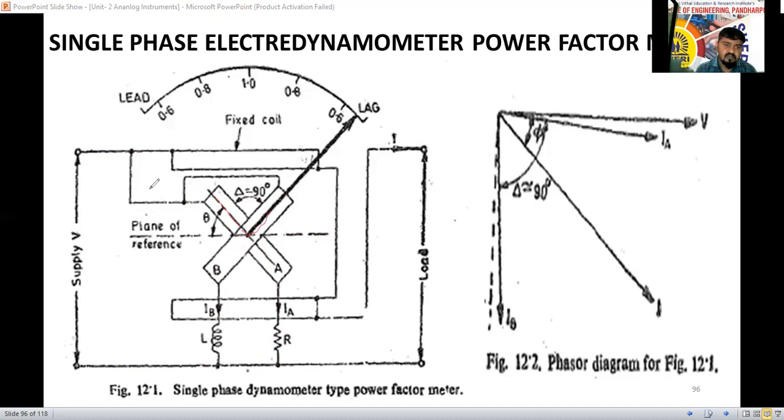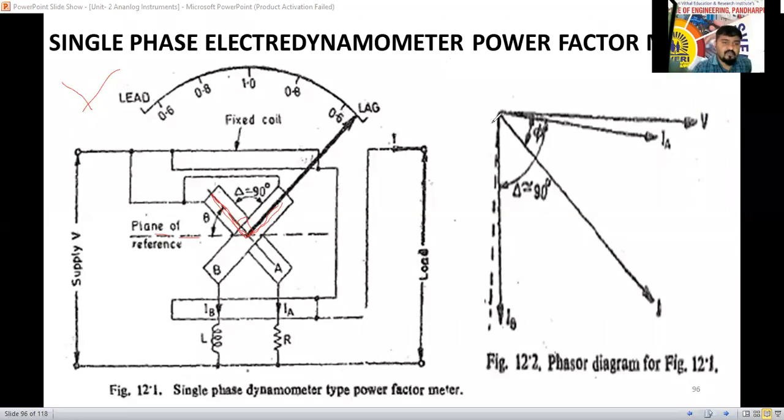So it is 90 degrees only, it is like this. Yes, the reference line, this one and this one, there is a 90 degree difference here. The angle of deflection, theta, is what we are going to call it. From the reference point, coil A is theta degrees apart from the reference plane, and from coil A, coil B is 90 degrees apart.